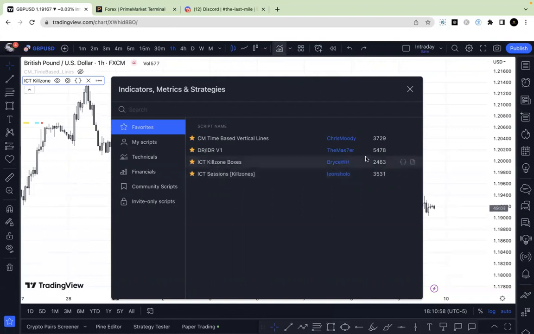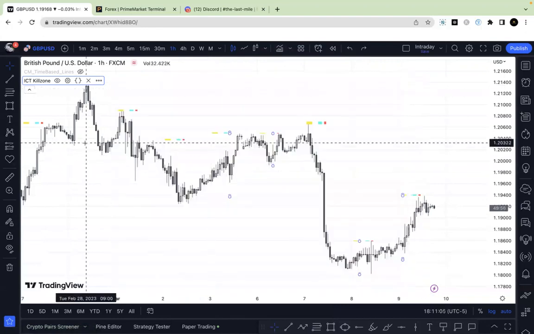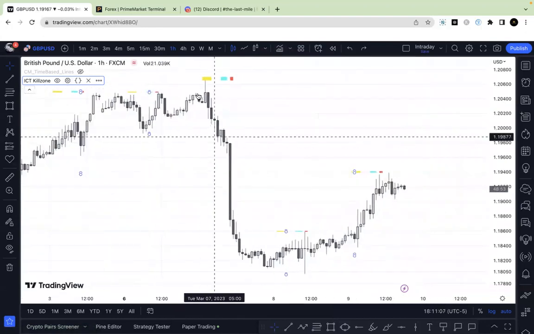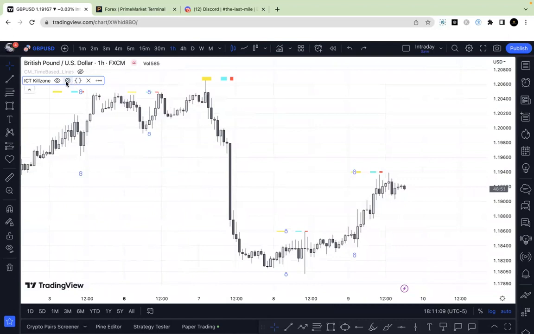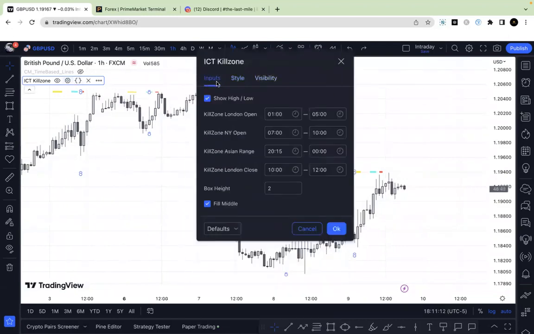I started off using Bryce's. There's absolutely nothing wrong with his. Then I use Leon Holo's. Leon's, so how do you say his name? Leon's. I'm tired and haven't had enough coffee. Anyways, this is going to add in the price. Once you have that indicator, it should look something like this.